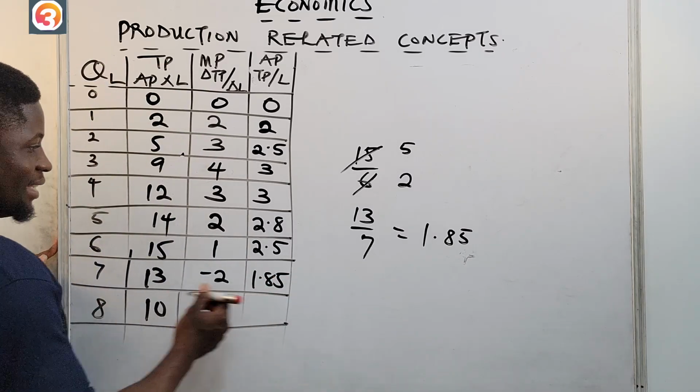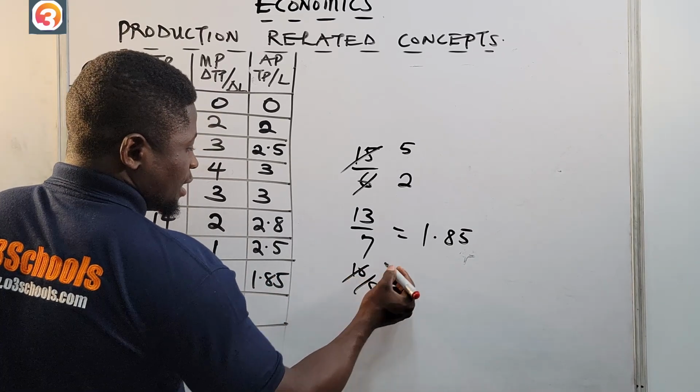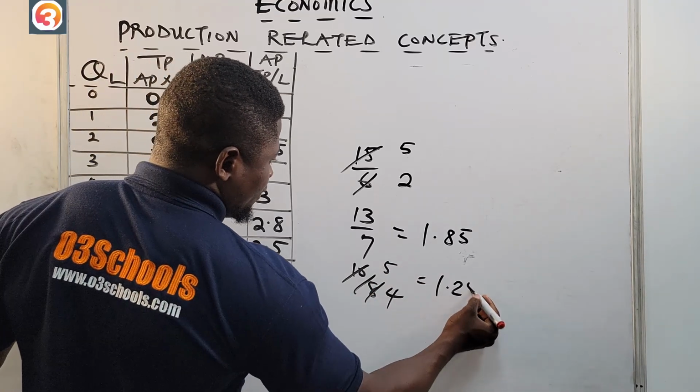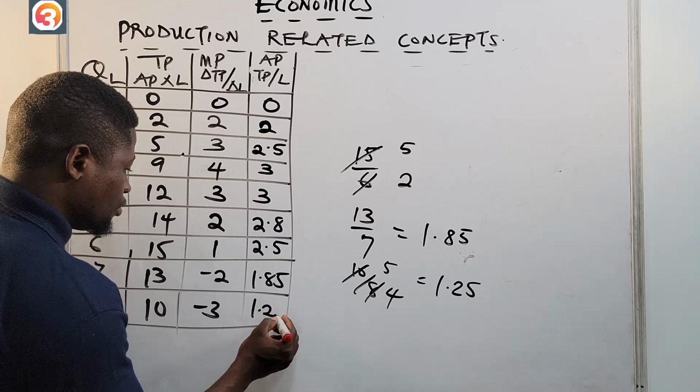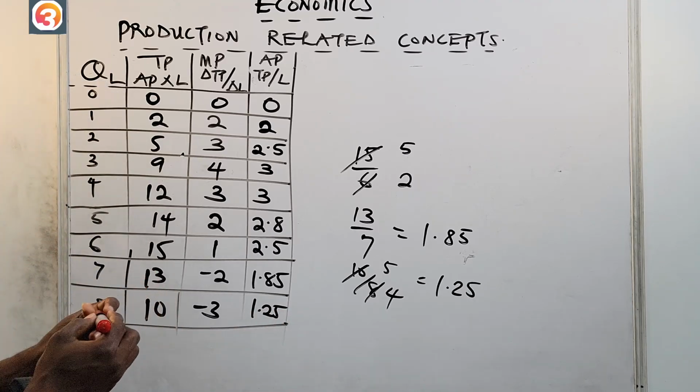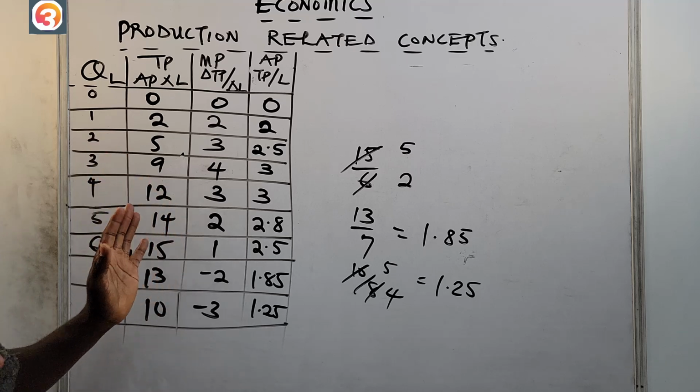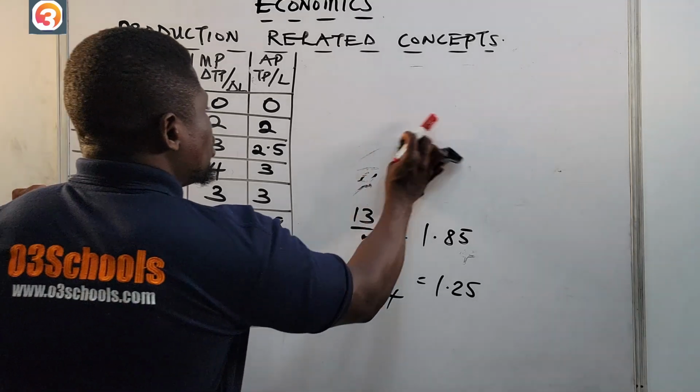Then 10 divided by 8. That will give us 1.25. So I'm going to have 1.25. All right, so we now have all our values for our total product, our MP and AP using the formula that we knew from the derivation. So that becomes very, very easy.